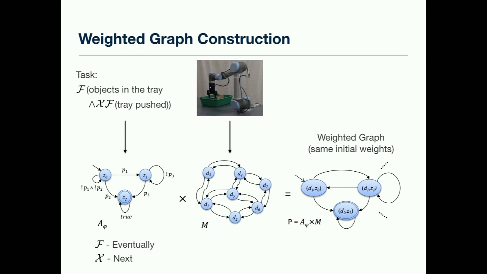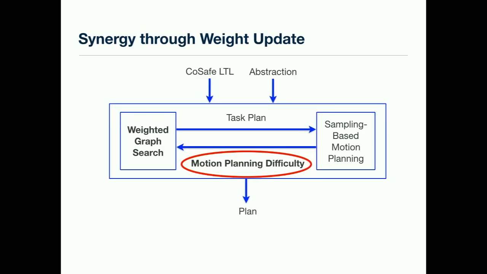And if you take the cost product, you end up with a graph, initially with the same weights in this graph. But once you start executing the motions that are specified by this graph, then you can use a sampling-based motion planner to gather information about how difficult the task is and use this motion planning difficulty to weight back the graph that I showed you before. By doing that and by repeating the loop many, many times, we were successful in solving pretty challenging problems that had to do with task and motion planning.